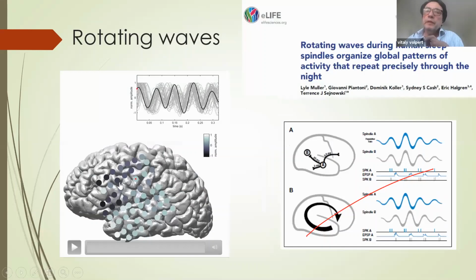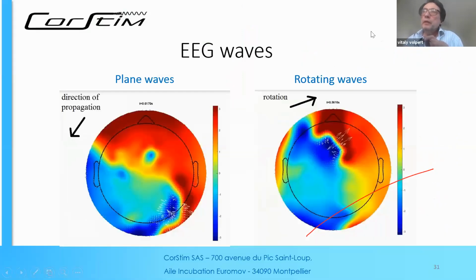And here is another example. It's not plane waves, but rotating waves shown here. And here is another data from EEG waves. Again, these plane waves can propagate like shown here, or it can be rotating waves like shown here.